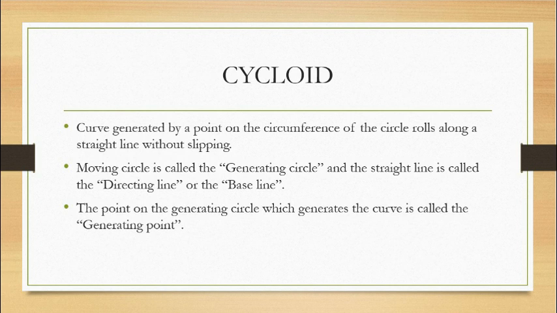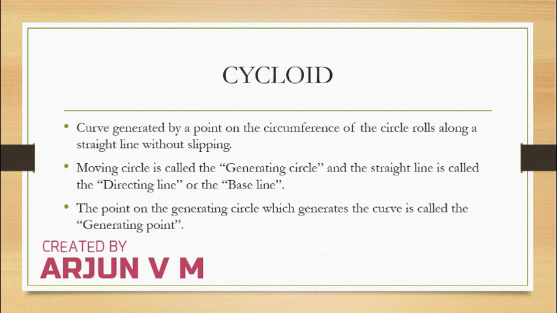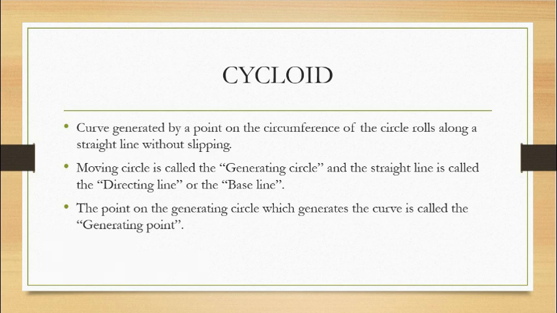Curve generated by a point on the circumference of the circle which rolls along a straight line path without slipping is called the cycloid. Here, the moving circle is called the generating circle and the straight line is called the directing line or baseline. The point on the generating circle which generates the curve is called the generating point. This kind of cycloids are mainly used for designing of gear tooth, molding box conveyors in foundry and other kinematic field applications.